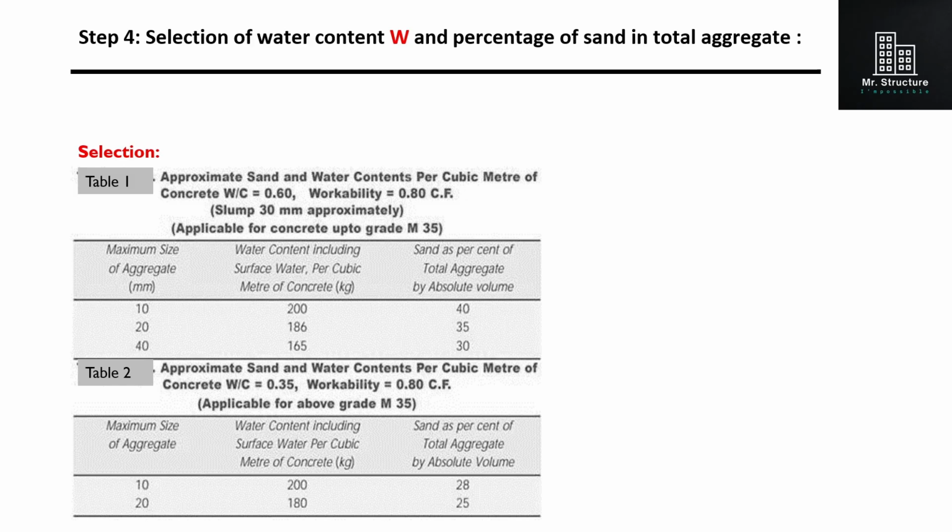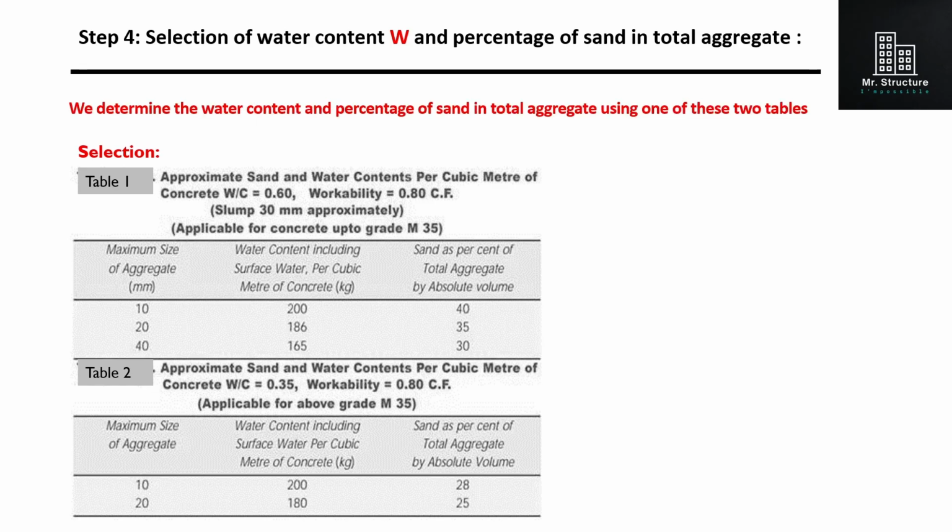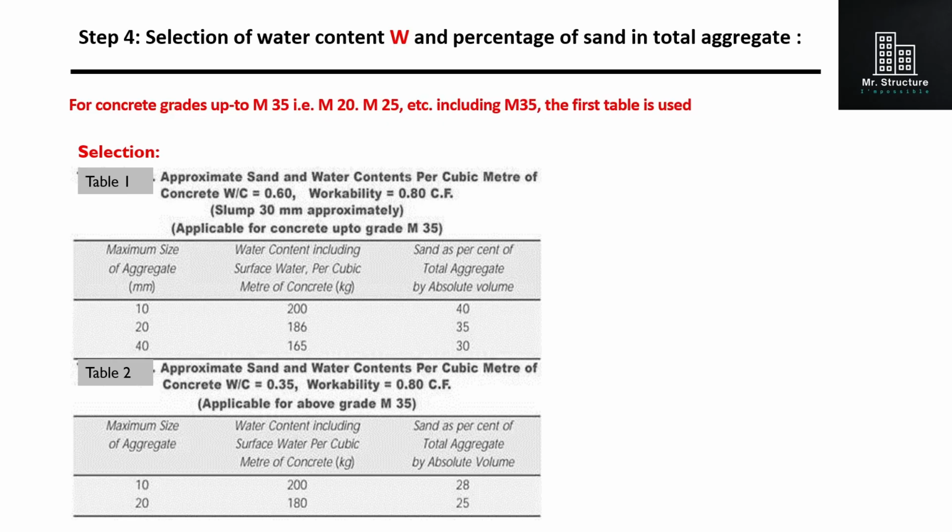In step 4, we select the water content W and percentage of sand in total aggregate P. This is the most crucial step in mix design by IS method. We determine the water content and percentage of sand in total aggregate using one of these two tables. For concrete grades up to M35, that is M20, M25, M30 and so on, including M35, the first table is used. For concrete grades above M35, that is M40, M45, etc., the second table is used.